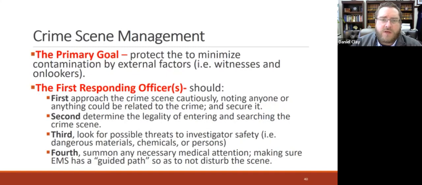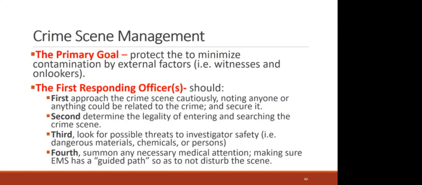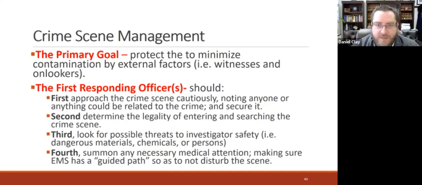Worst case scenario, we don't want EMS coming in with a gurney, accidentally knocking over a vase, or, I mean, there's 1,000 different things that can happen. They have their big medical bag and they bump it into a bookcase and a book falls off or anything like that. That drastically changes the scene, right? So all we want EMS to do is to be able to get to the person, following the steps of the officer, do what they need to do, and then leave following those same steps, right?